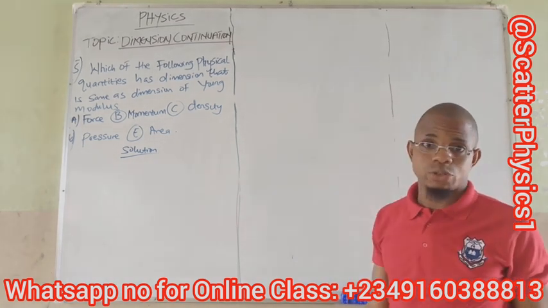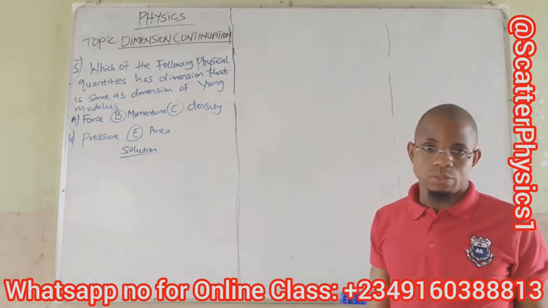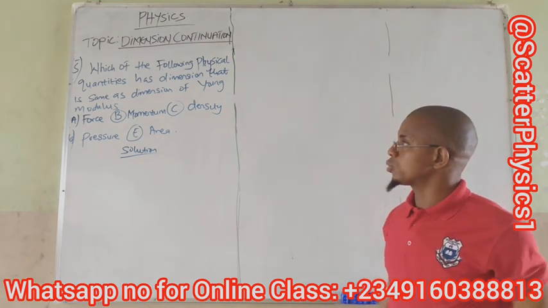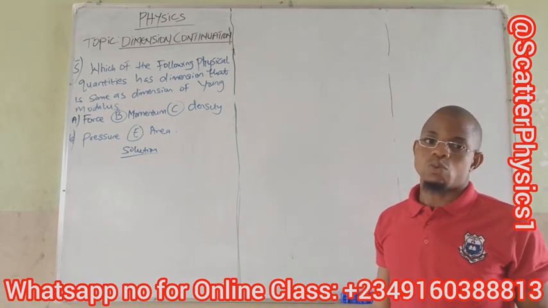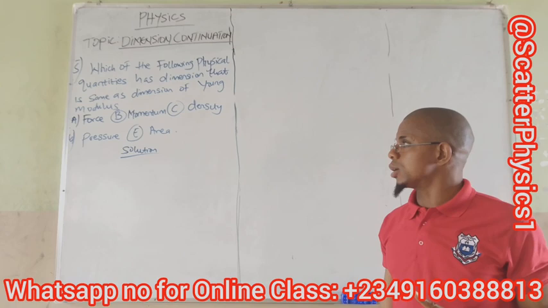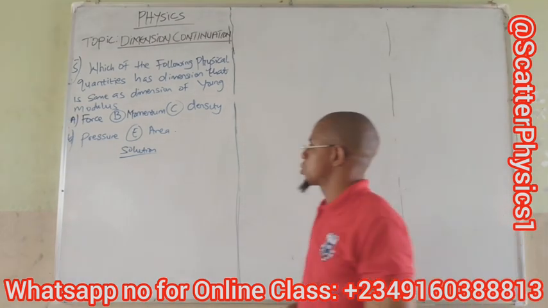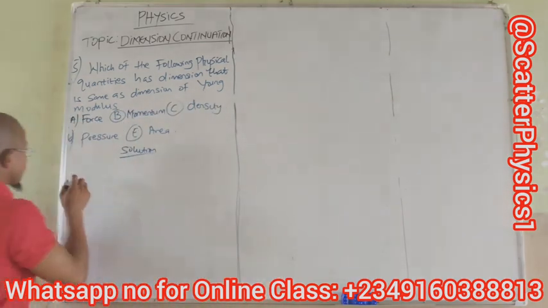First of all, I will list the options from A to E with their dimensions, so that once we are done with solving, we will know whether we can choose from there the one that is the same as Young modulus. So let's go with the first one.